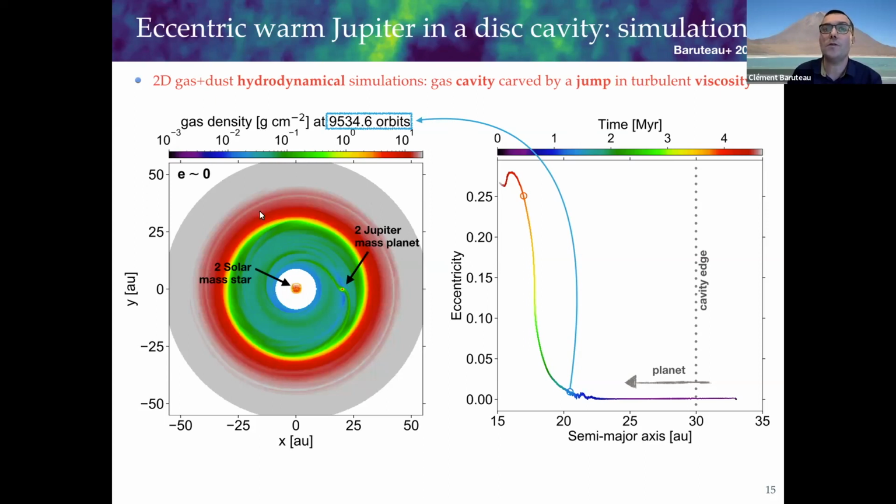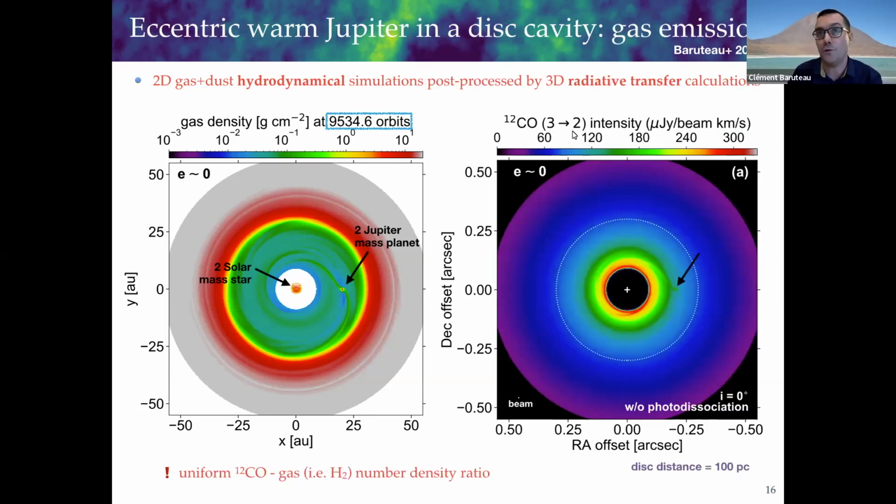What I'm showing you here on the left-hand side is what the gas surface density in the simulation looks like when the planet is still on a near circular orbit inside the cavity. So you see the planet is here. So we do see the spiral density waves that the planet triggers in the disk. And so the idea is that now that we know what the gas surface density looks like, we're going to post-process the results of these hydrodynamical simulations with radiative transfer calculations and see what kind of emission we get in the gas. So this is what I'm showing you here.